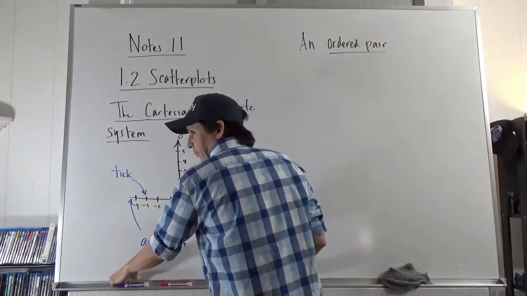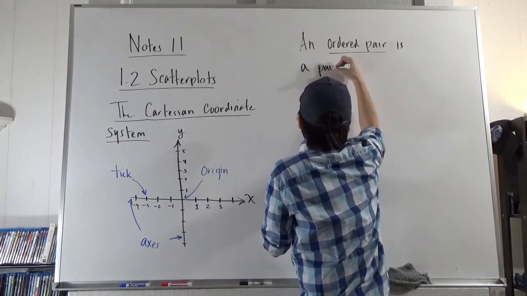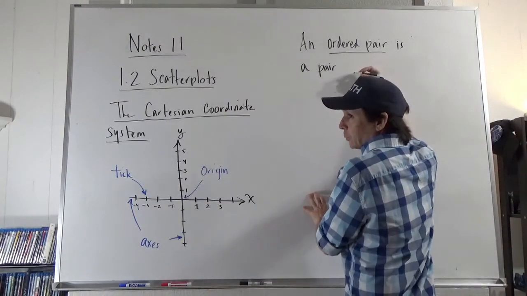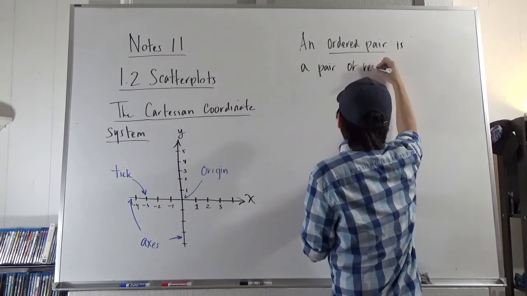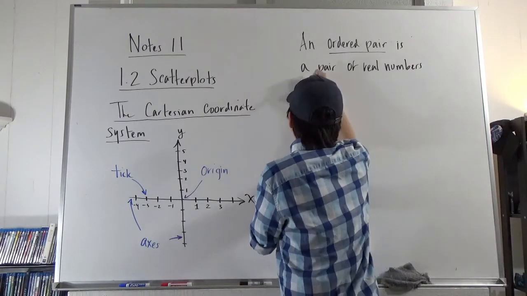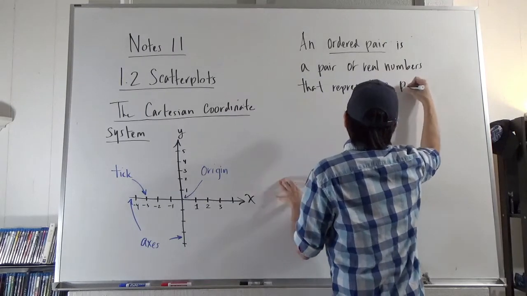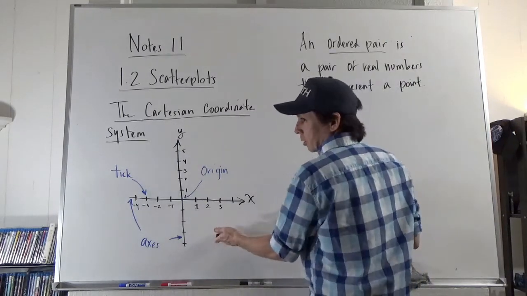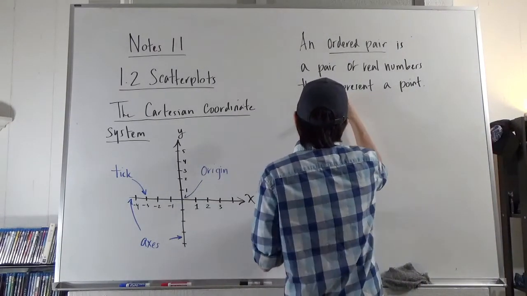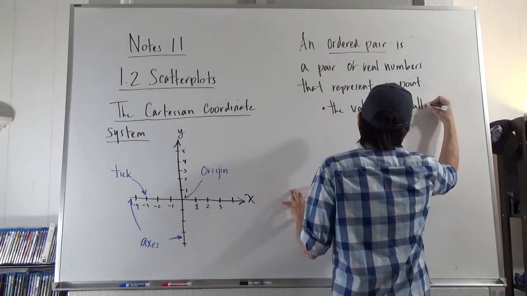An ordered pair is a pair of real numbers. They could be decimals, they could be ugly numbers, they could be integers. A lot of times they will be integers, but technically they could be any real number. A pair of real numbers that represent a point on your Cartesian coordinate system or on a two-dimensional graph. The two values are called coordinates.